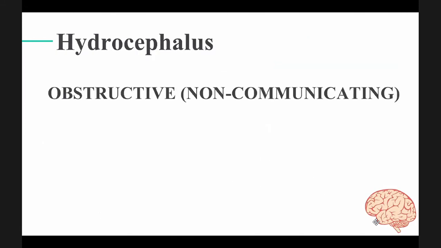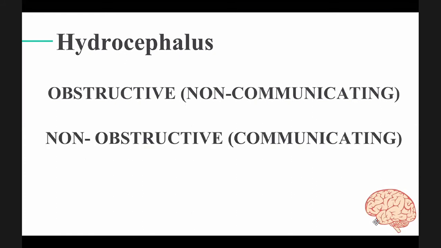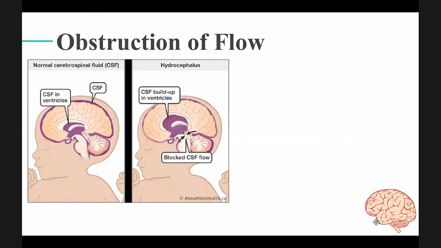So there are two types of hydrocephalus. It can either be caused by an obstructive or non-obstructive, the obstructive or non-communicating, or the non-obstructing or communicating. So if obstructive, it means there is normal production of CSF from the choroid plexus, but somewhere along the way of the CSF there is a blockage, and that's why CSF builds up in the ventricles, and the volume will increase as well as the pressure will increase.